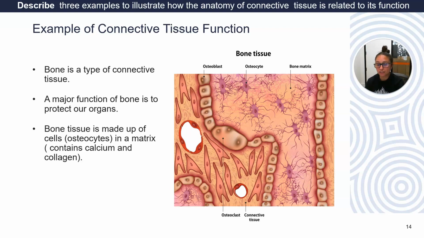Bone. Did you know that bone tissue is a type of connective tissue? It's crazy, isn't it? We are going to look at the skeletal system later on, but we did a little bit about systems in the first week. So we know that bones are there to protect our body, protect our tissues and our organs, and for support. Bone tissue is made up of cells. There's a cell, there's a cell, there's a cell, in a matrix.